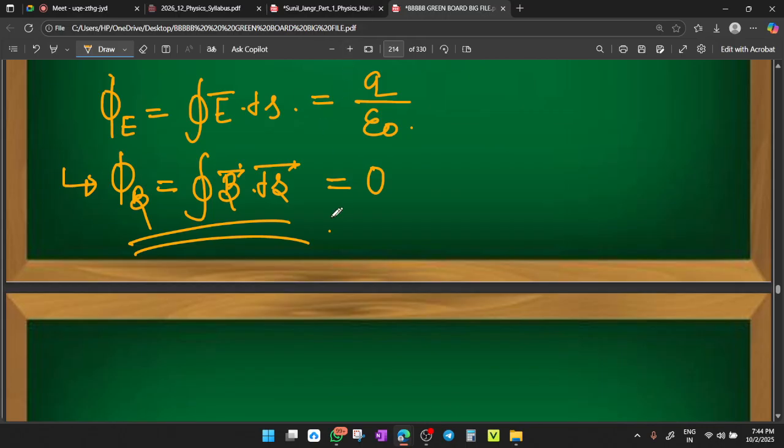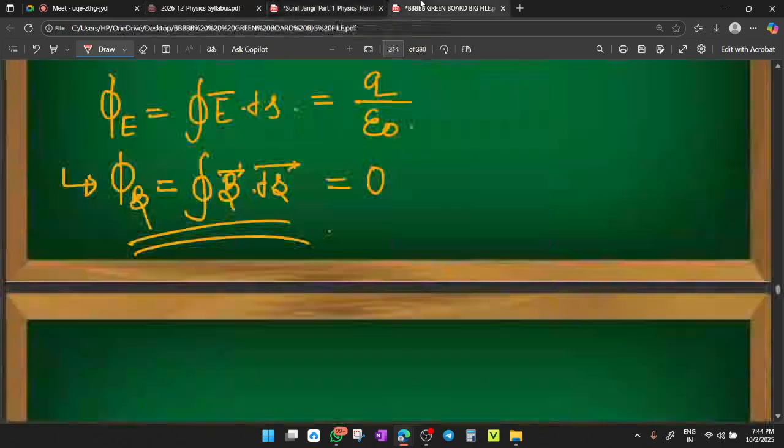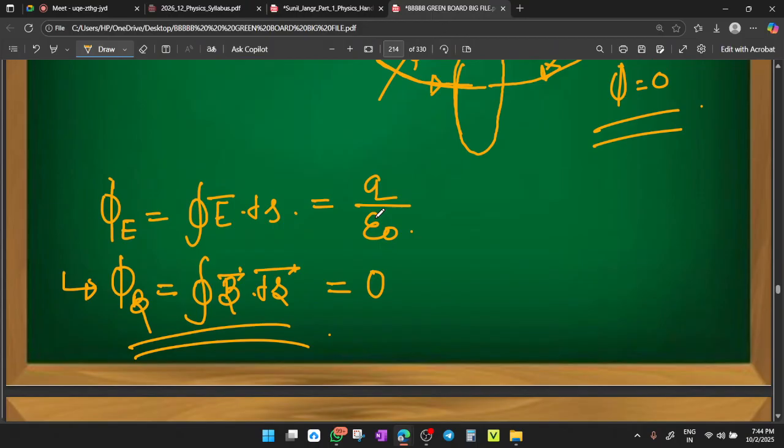Yes. So this is called Gauss law of magnetism. The upper one is called Gauss law for electrostatics, and the second one is called Gauss law for magnetism. Clear, beta? So by the Gauss law of magnetism, the integral of B dot dS equals 0, or you can say phi B equals 0. Done, beta? Yes. Noted.